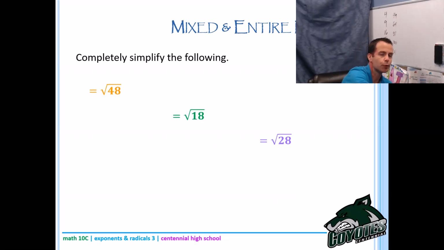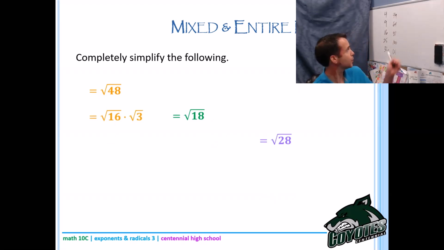Root 48, 16 times 3, so I broke that down. You may have not seen the 16 right away. You may have worked with the 4, perhaps. That's fine. It's just that you'll do it in 2 steps instead of 1 step, but you'll still arrive at the right answer. So that's 4 root 3.